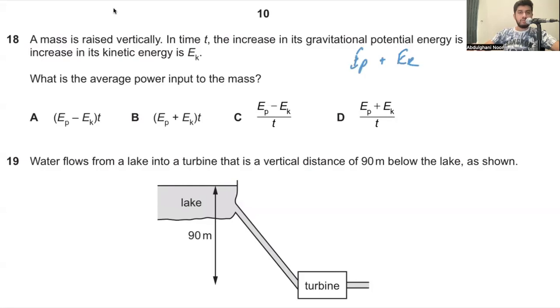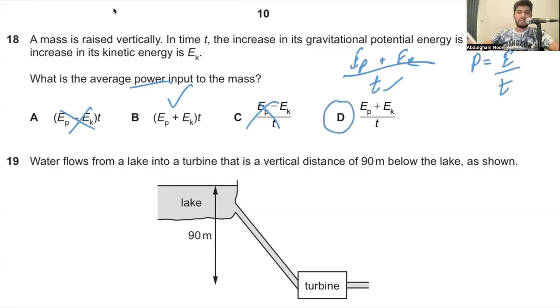Okay, because of the energy we gave, EP increased in the form of potential energy and EK increased in the form of kinetic energy. So how much will the input be? Total potential plus kinetic. Right. So you will add the two terms, A and C eliminated, and they're asking for power. Power is energy upon time. So you need to divide this entire thing by time. EP plus EK divided by t. So the answer is D.